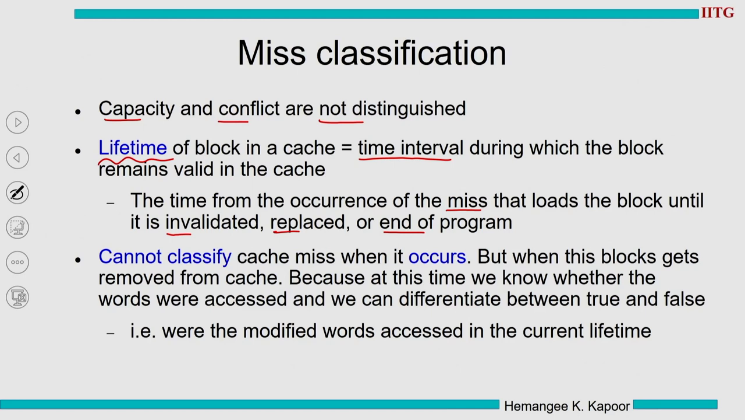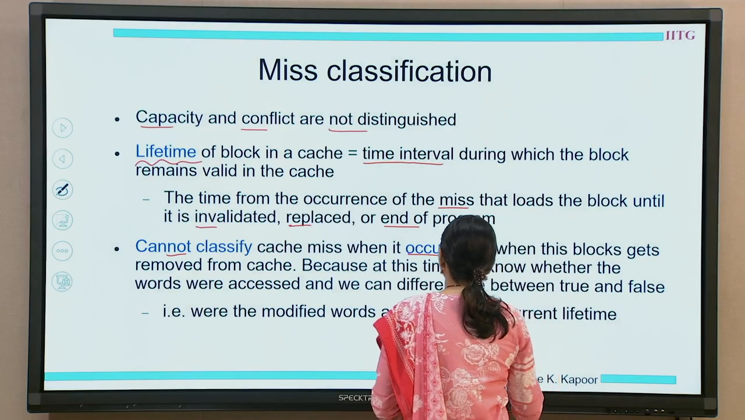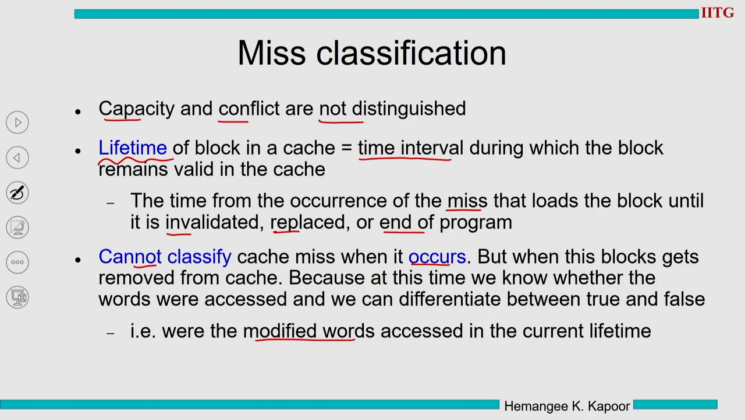Then, we cannot classify misses when they actually occur, but when this block gets removed from the cache, at that time we'll be able to give a label to this miss. It's like how successful the stay was in this cache would decide the category of the miss it incurred. So whether the words we accessed were changed by others, all these things will decide the category of the cache miss. So we are going to look at the different categories and do a detailed example.